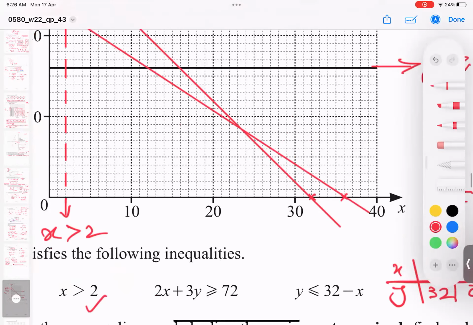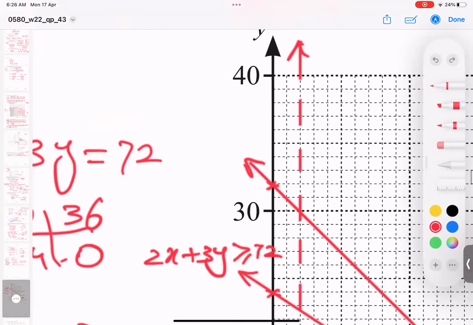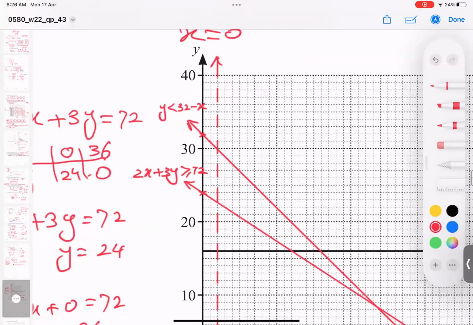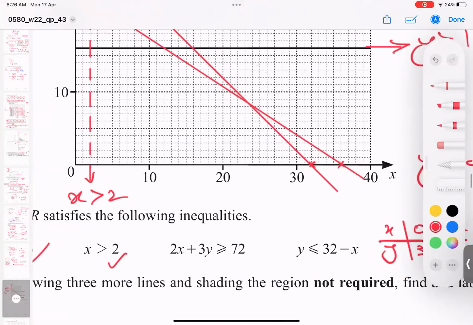The inequality is, wait a minute, x less than 32. Sorry, y less than 32 minus x. I hope the point is clear, and it is less than or equal to as well. Equal as well today. Yeah. So it is clear.